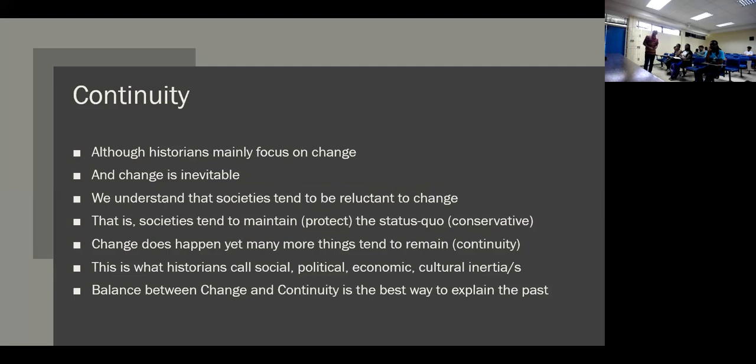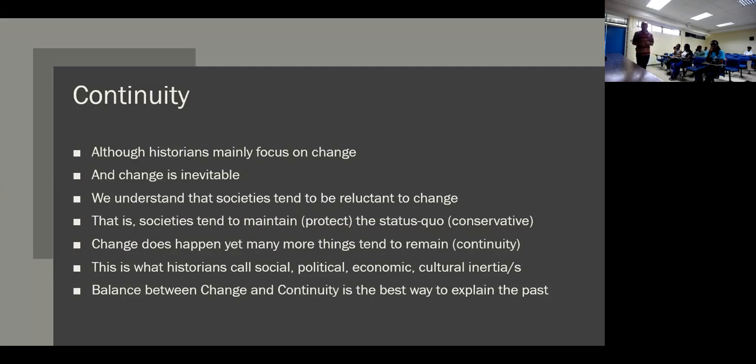Continuity. So things change, societies change, but historians are also aware that even though our main focus is change, and we know that change is inevitable, we also know that societies tend to be reluctant to change. Some of the reasons have to do with the general explanation that I just provided. Change sometimes is scary, uncertain. So we just prefer to stay. It's not the best situation, but hey, just in case.